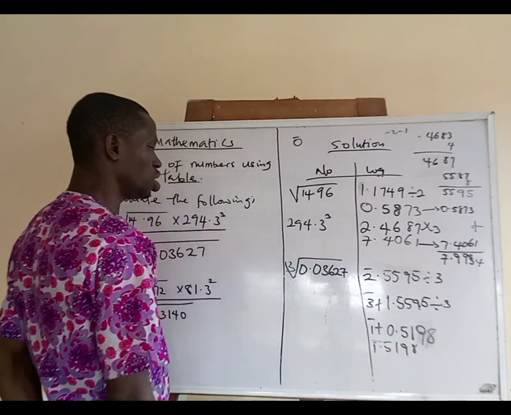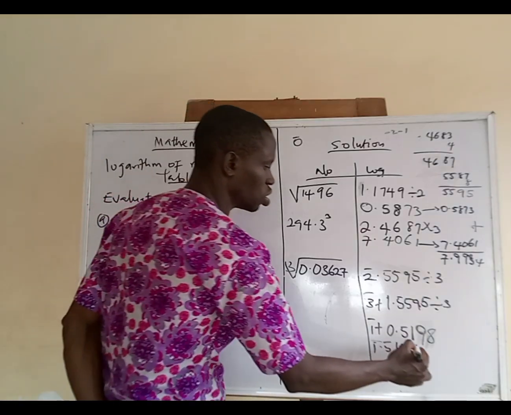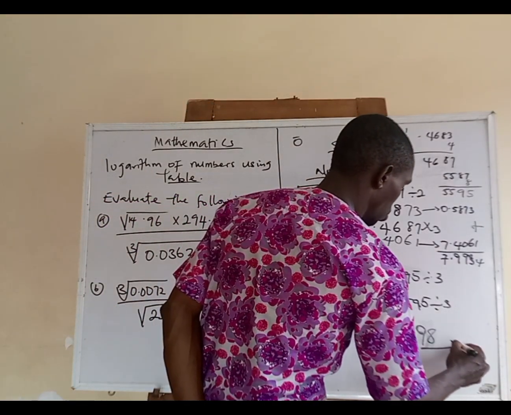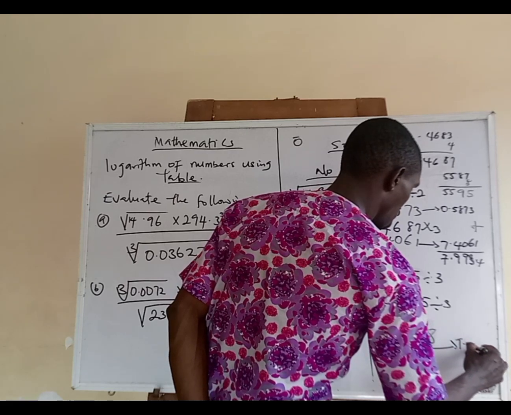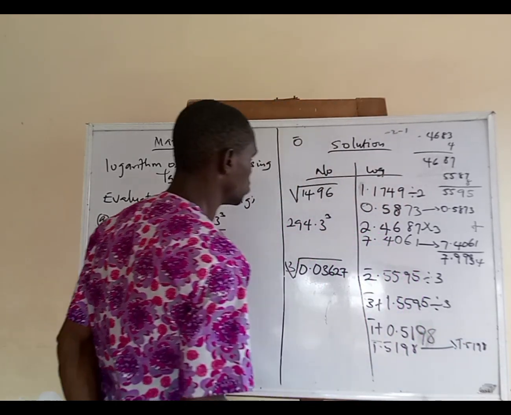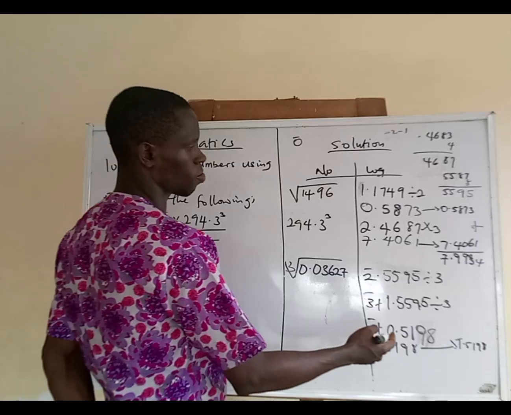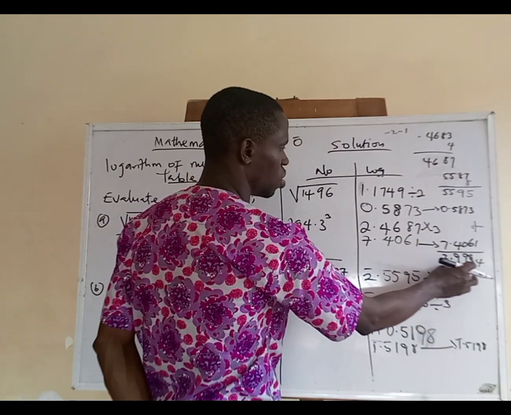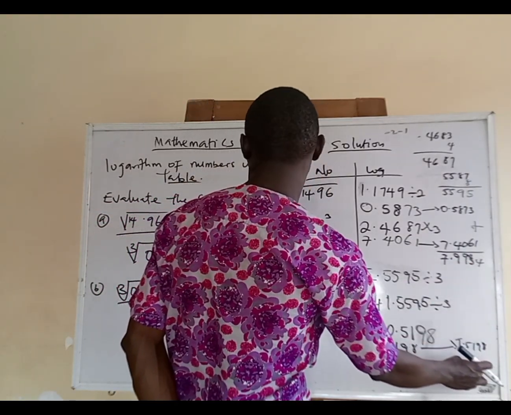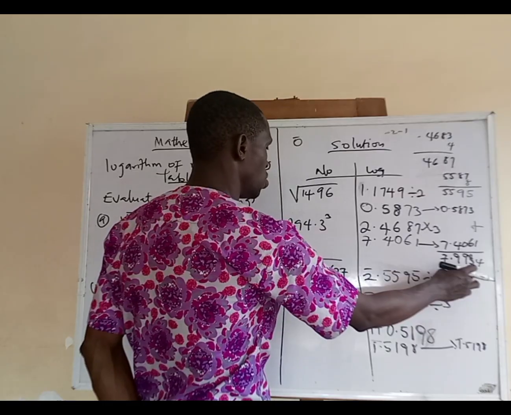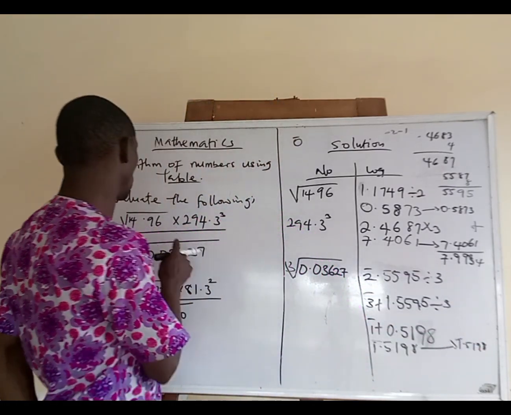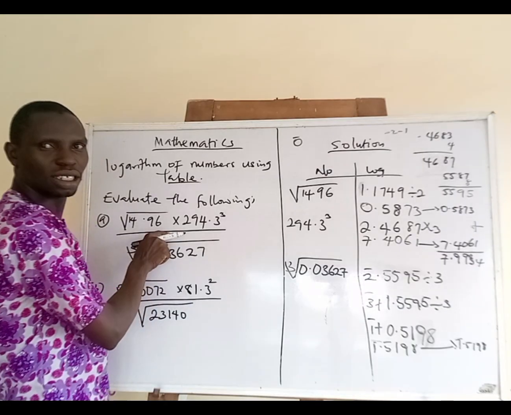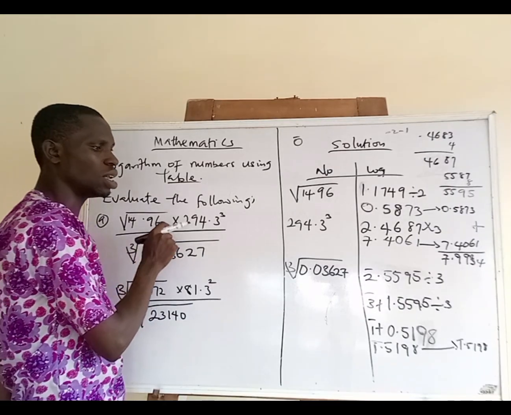Now that is the denominator. Now you know you just have to bring it out by 1.5198. So when you add this, now this is the numerator, this is the denominator. This is the answer of the numerator, this is the answer of the denominator. And we have what? Divide. It is division sign that is in between the two. So we are doing what?